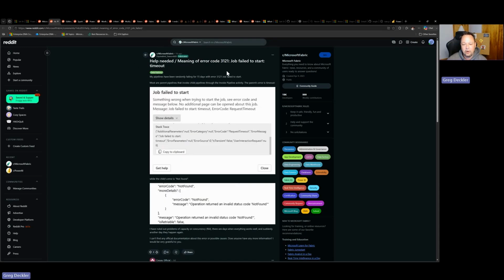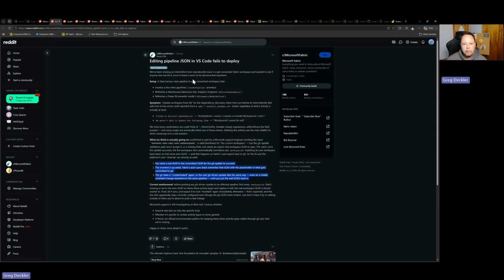Help needed, meaning of error code 3121, job failed to start, timeout. So this is basically: my pipelines have been randomly failing for 15 days with this error code. Sometimes it works perfectly, sometimes it doesn't. That's Fabric for you.